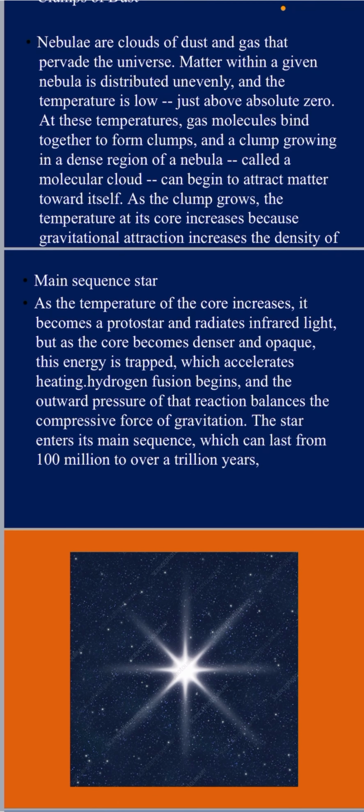Now we have the main sequence star. As the temperature of the core increases, it becomes a protostar and radiates infrared light. But as the core becomes denser, the energy is trapped, which accelerates heating. Hydrogen fusion begins, and the outward pressure of the reaction balances the compressive force of gravitation. The star enters its main sequence, which can last from 100 million to over a trillion years.